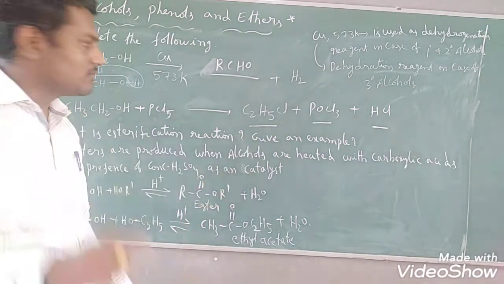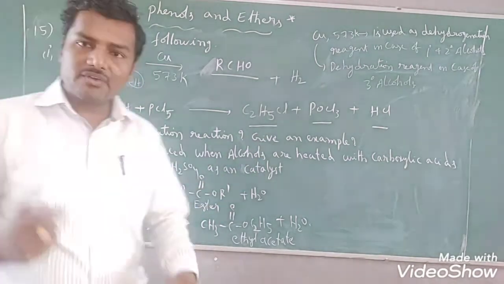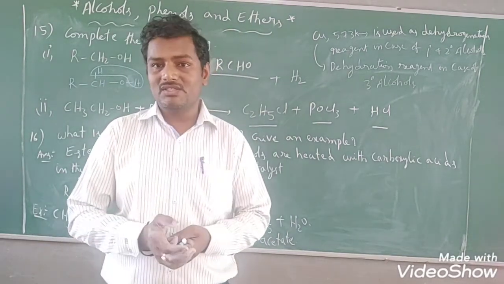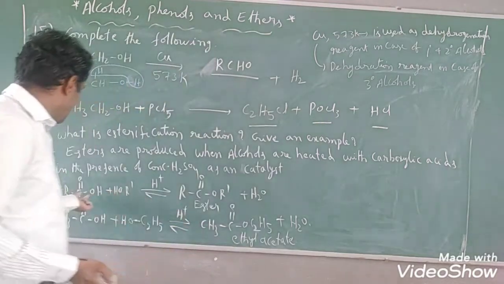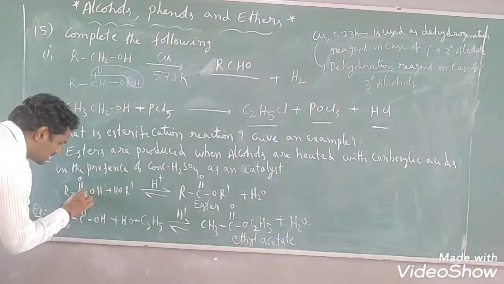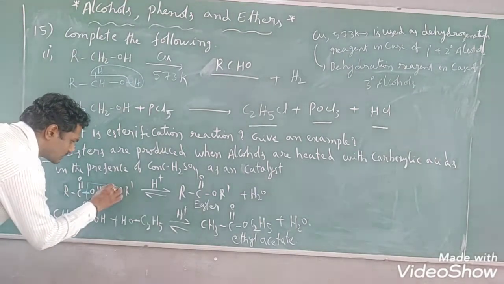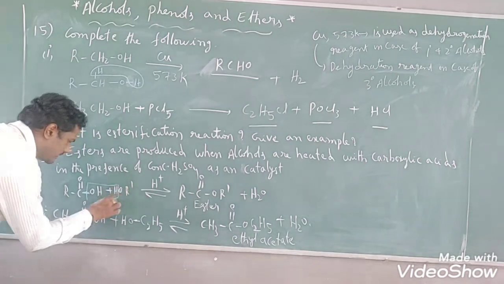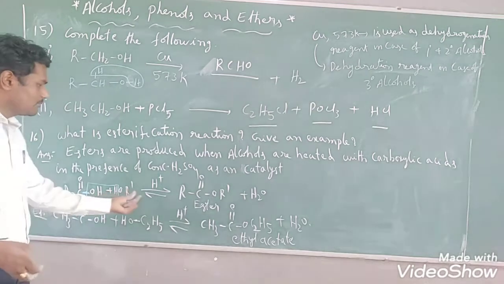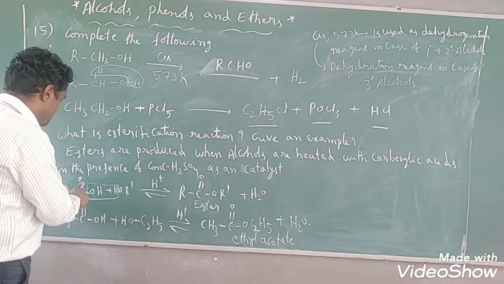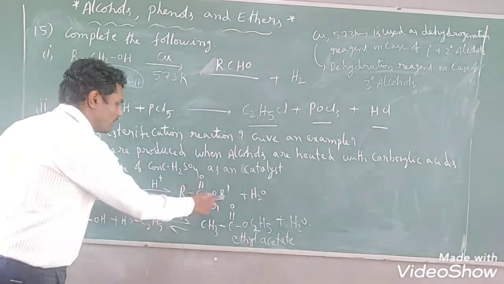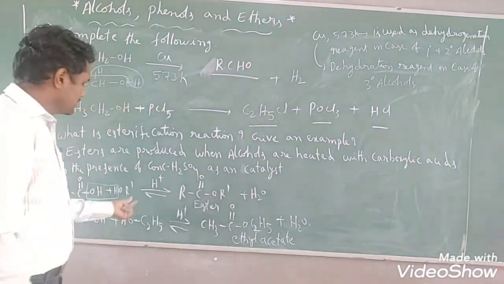Very, very important question for 2 marks: give an example. What is the esterification reaction? When acids combine with alcohols, they produce what? Esters, the corresponding esters, right? A carboxylic acid combines with alcohol. Then carbon-oxygen bond cleavage takes place from the carboxylic acid, O-H bond cleavage takes place from the alcohol, and there is removal of a water molecule. This carbon is attached to this O and OR dash. RCOOR dash is nothing but what? Ester. This is the general equation.